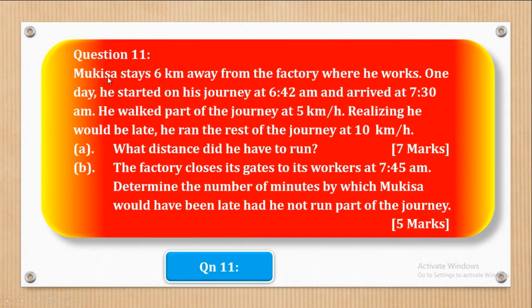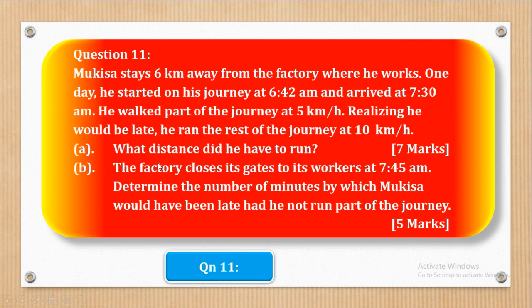Question 11 says, Mukisa stays 6 kilometers away from the factory where he works. One day he started on his journey at 6:42 a.m. and arrived at 7:30 a.m. He walked part of the journey at 5 kilometers per hour. Realizing he would be late, he ran the rest of the journey at 10 kilometers per hour. Part A, what distance did he have to run?